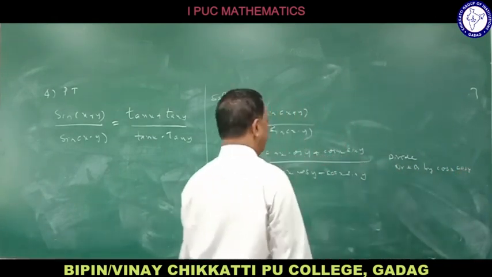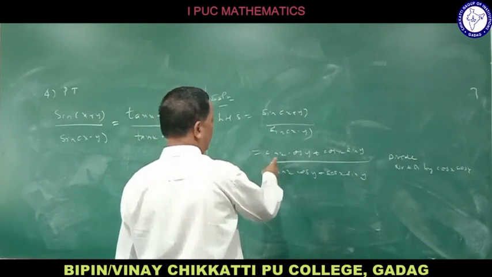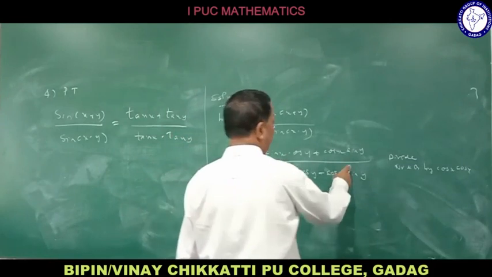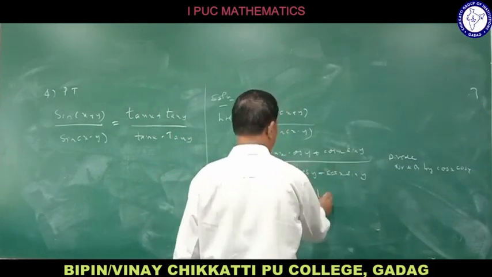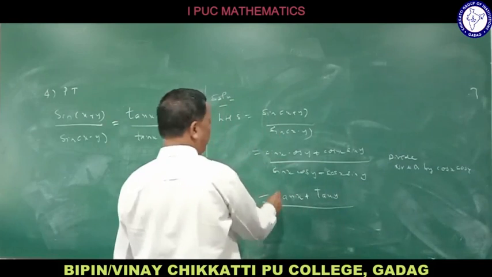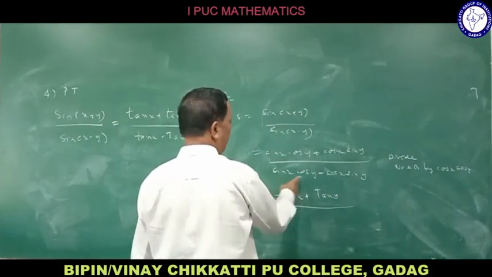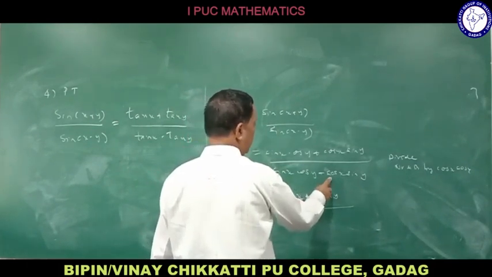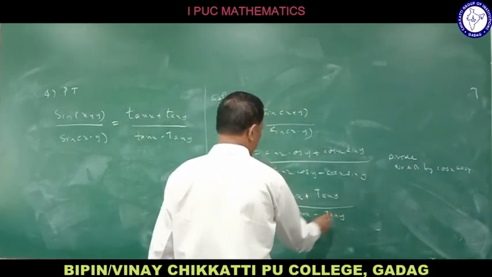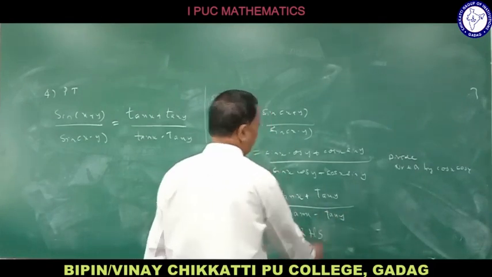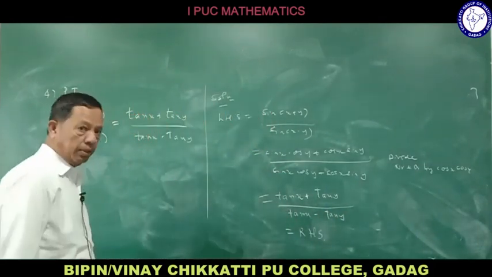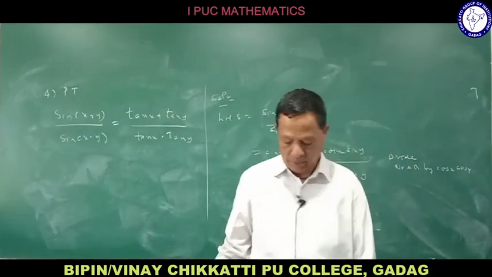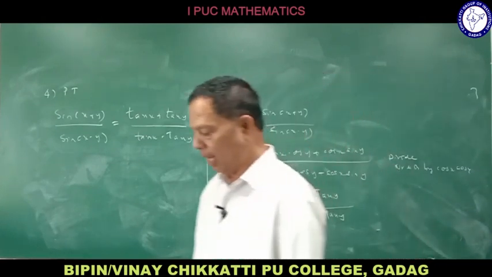Just to see, cos x cos y: sin x by cos x, we get tan x, plus, when cos x cancels, sin y by cos y, you get tan y. Similarly, cancelling cos y, sin x by cos x gives tan x, minus, cos x is cancelled, here you have got tan y. So this is the result. This is the way we prove these results, taking LHS to RHS.